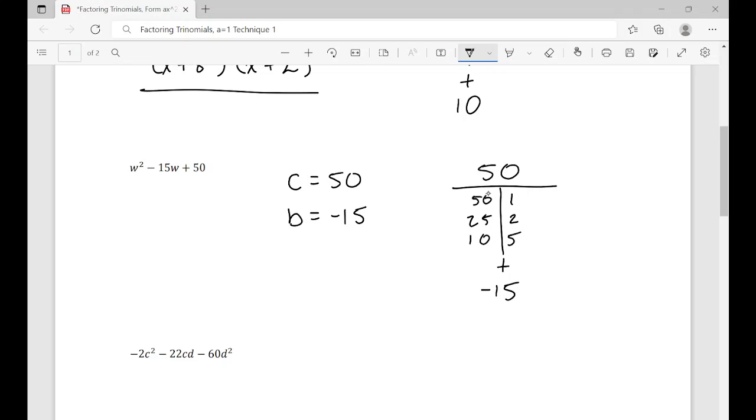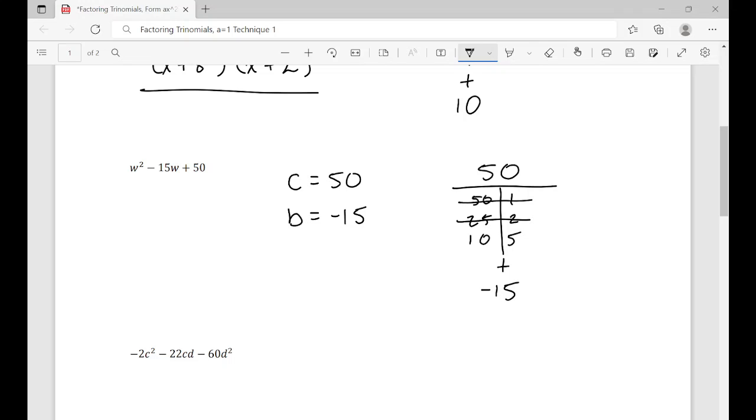I think that's all I could think of for the moment. So let's start off with it. 50 times 1 is 50. 50 plus 1 is not 15. There's no way to get to 15, so it's gone. 25 times 2 is 50, but 25 plus 2 will never get me close to 15, so I can cancel that out. 10 times 5 is 50. 10 plus 5 is 15, but I need a negative 15.